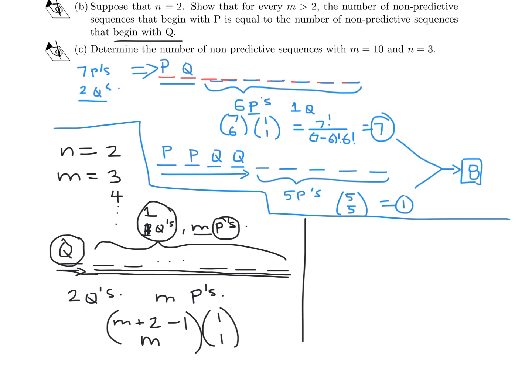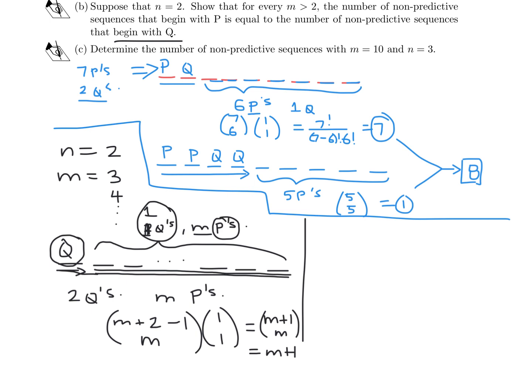So this is basically the equation. And this becomes m plus 1, choose m. And if you do the math there, it's just m plus 1. I'll let you do the math to figure out what that calculates to. All right, so m plus 1 is the number of such sequences.